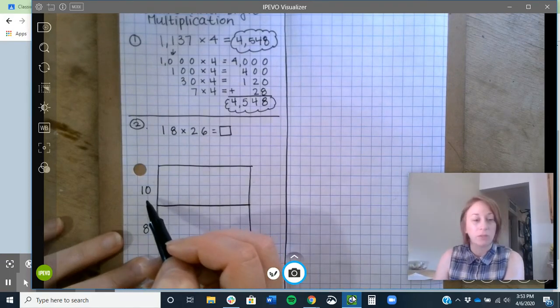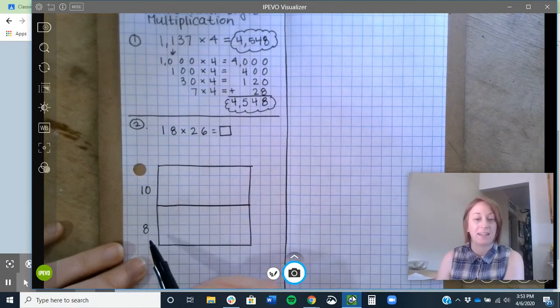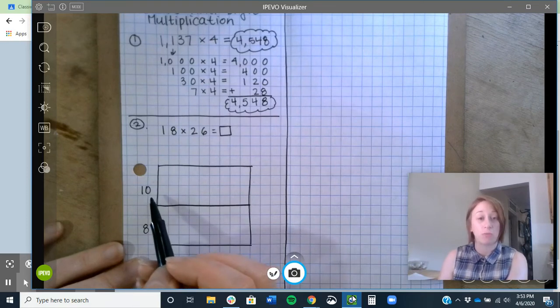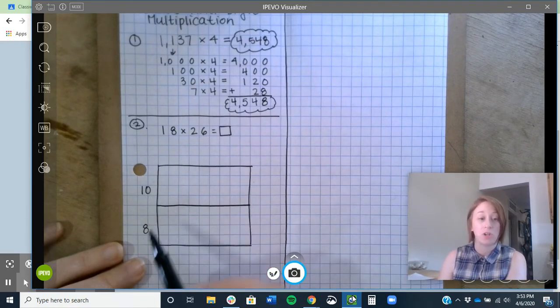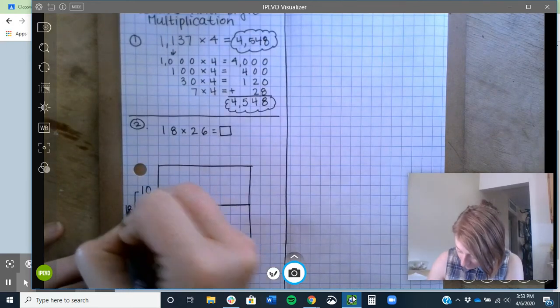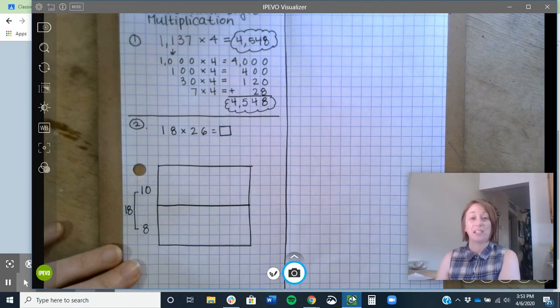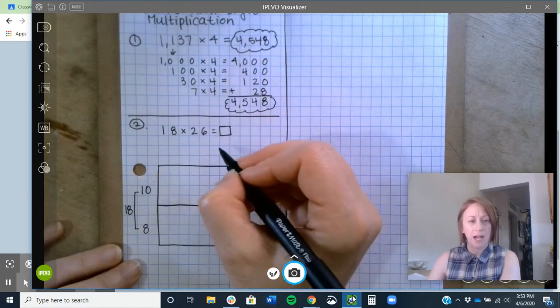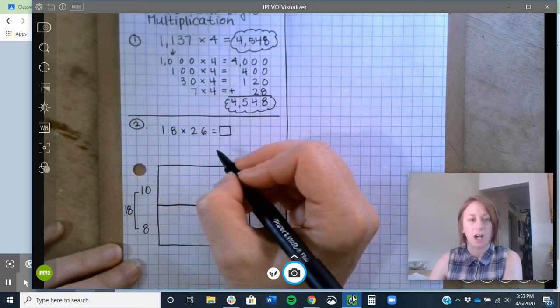We're going to label the rows as 10 and 8. This means that this has 10 rows and this one has 8 rows. All together, it would make 18 rows. On the top, we want to label this as 26 columns.